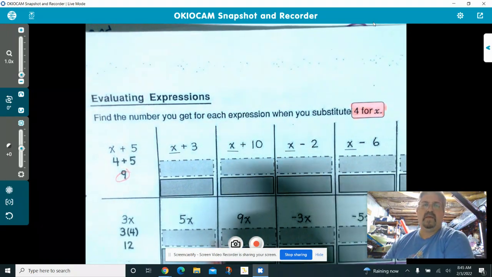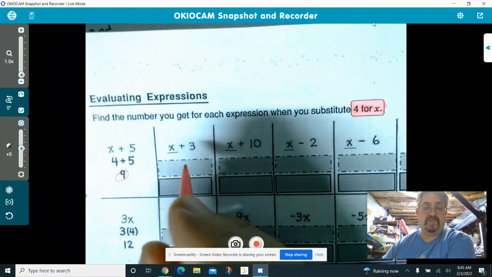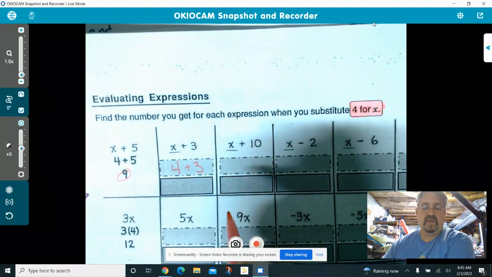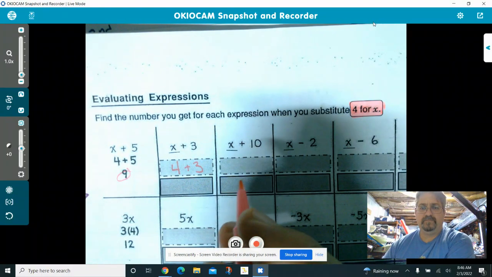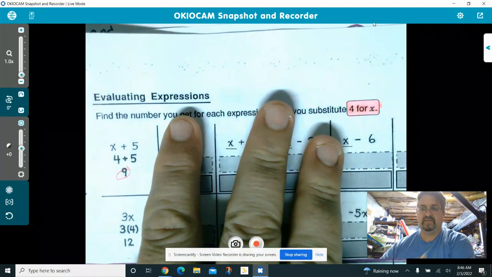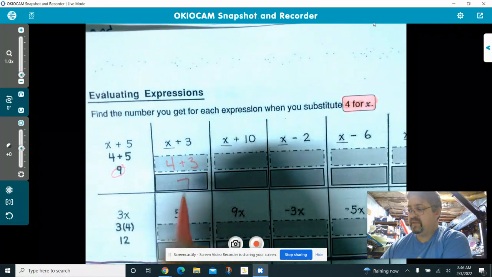All right. So if we have x plus 3, our first step is substitute 4 for the x. 4 plus 3. What is 4 plus 3? Well, we've got 4, 5, 6, 7. Boom, shakalaka. Our answer is 7.